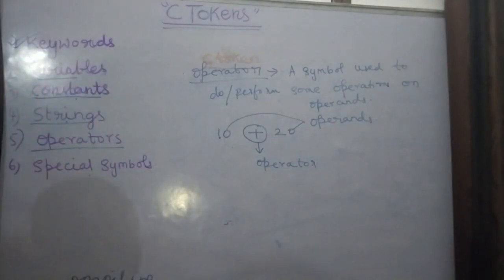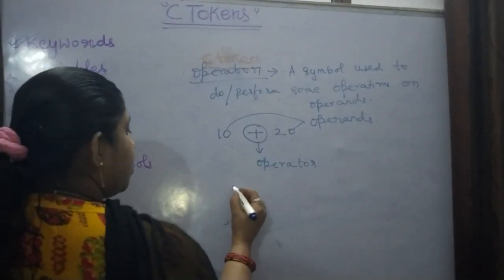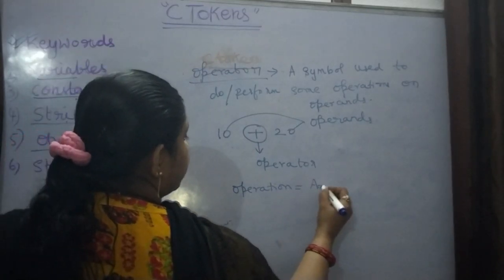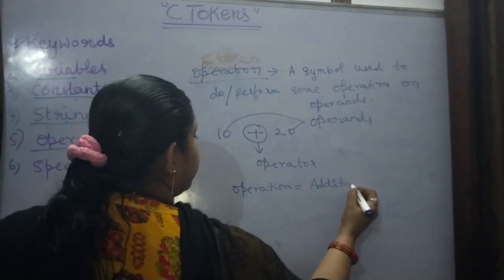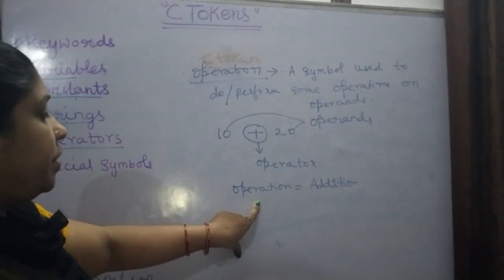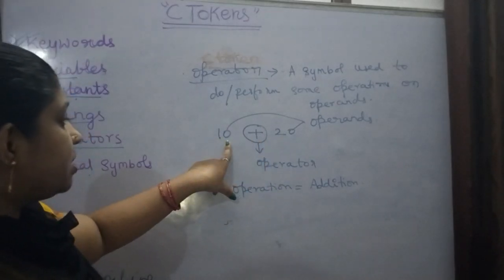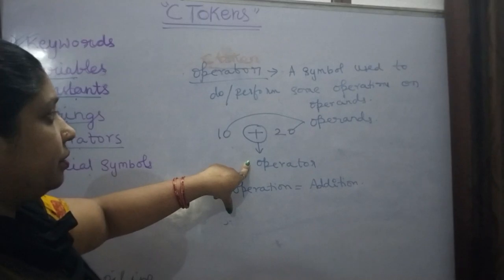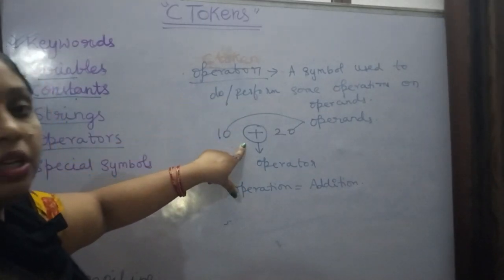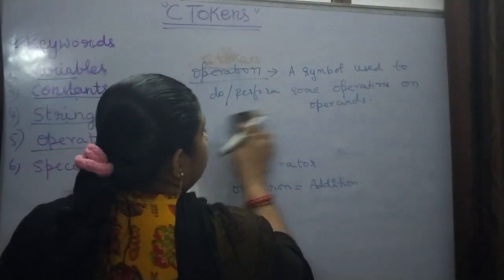So you are doing some operation. What is that operation you are doing? That operation is addition here. You are doing this operation on two operands, and this is the operator, which is also called a C token.